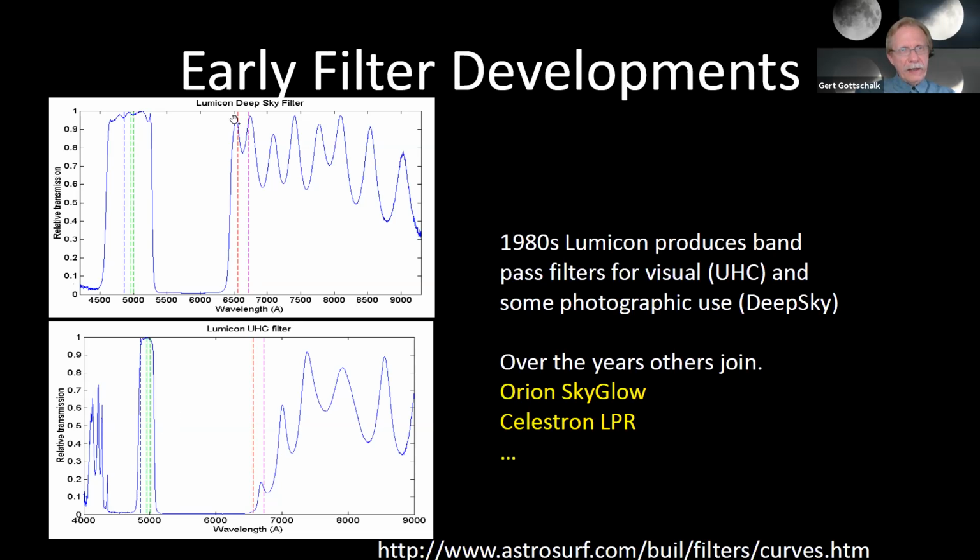You would have the hydrogen alpha lines here by 6,500 angstrom, 650 nanometers, that would be transmitted here in the deep sky filter, but in the visual UHC you wouldn't see it a lot. There were several more over the years. You could get like Orion and Celestron. They would call these light pollution rejection filters, and they've been around for quite a while.